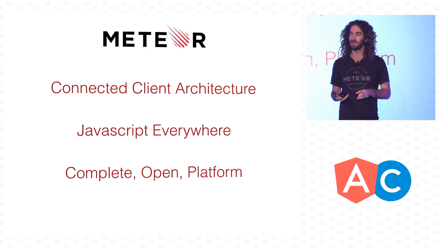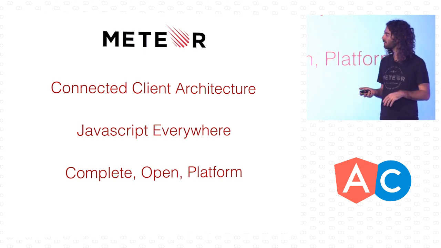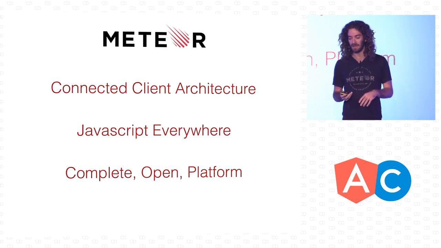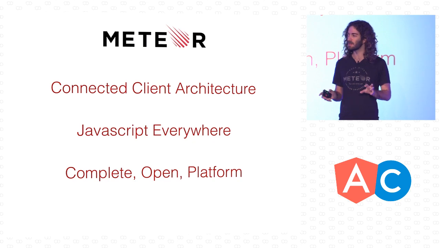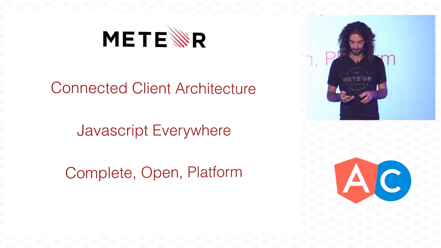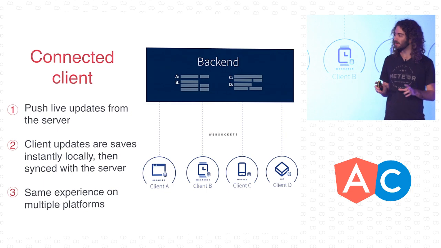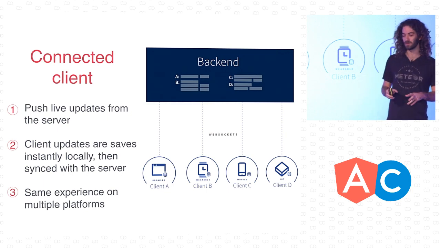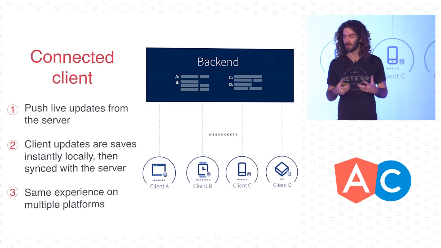We are at a point that we can write JavaScript anywhere, and more than that, it's the only language that can run anywhere. So if we're going to create a platform that truly solves everything for us, we have to write it in JavaScript. And the third point is that this is a complete open platform. It means that it takes care of everything for you, but it's still open source and decoupled if you need to change stuff. So I'll dive a little bit into each of those concepts.